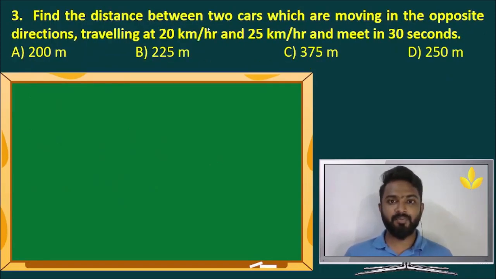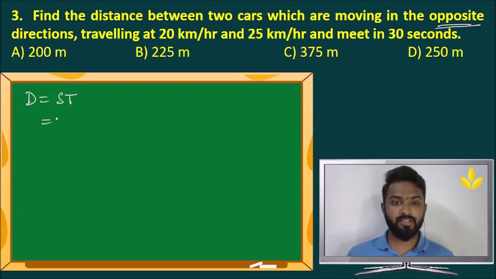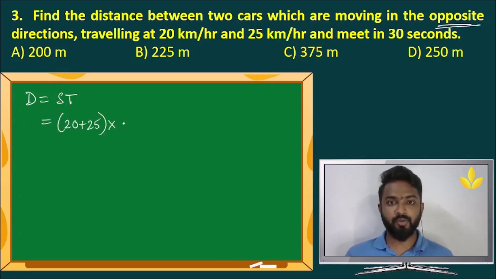Find the distance between two cars which are moving in the opposite directions, traveling at 20 km per hour and 25 km per hour and meet in 30 seconds. Alright, we know that distance equals speed into time, and speed in this case again is relative speed. They are moving in opposite directions, that means the speeds need to be added. We have 20 plus 25 into time.